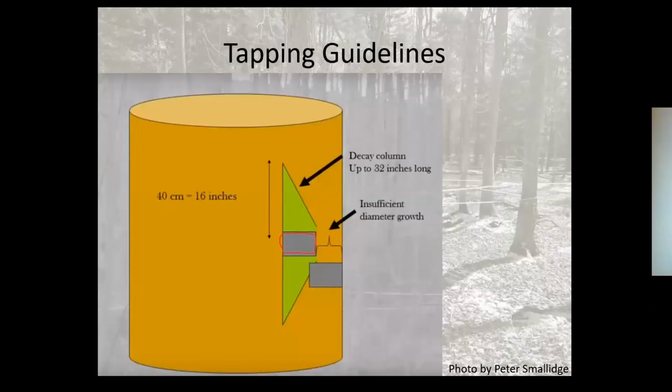So the key is to make sure that you're not getting into that decay column, such as we see in here, where there's insufficient diameter growth. We're hitting into that old stain column that's within the tree. That does taper as it goes up and down the tree.